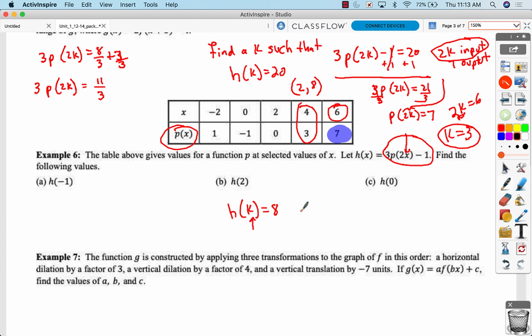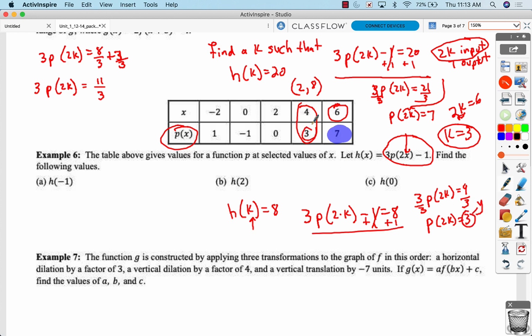So then what you'd have to do is you'd have to go 3p of 2, put the k in for x, minus 1 equals 8. Okay, add the 1 over, so that's 3p to the 2k equals 9. Divide the 3, divide the 3. This is going to be p to the 2k equals 3. This is your y.